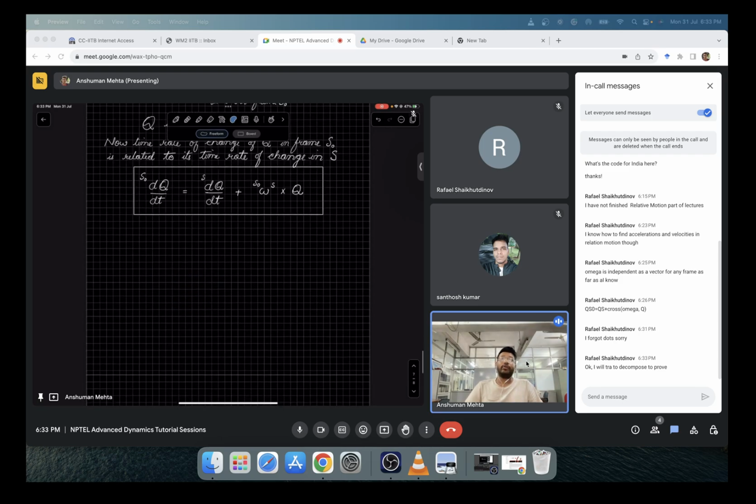Now what we will do is we will try to find velocities and acceleration with respect to the inertial frame.